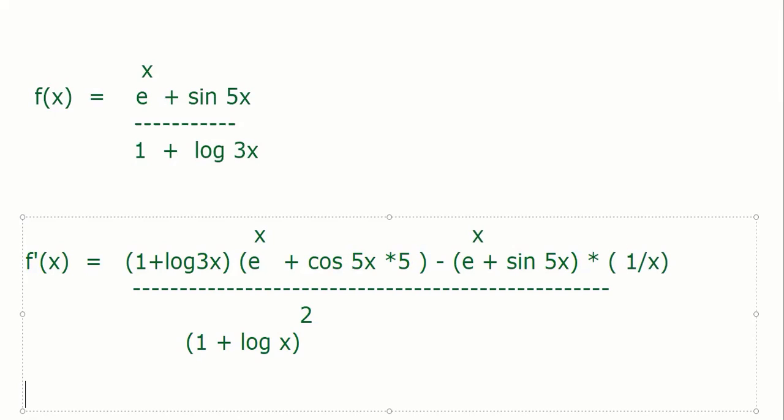Into 1 by 3x into 3. That is the very important thing, guys. Again, function of function. Differential of log 3x is 1 by 3x multiplied with 3. And here also log 3x whole square. That is the change.